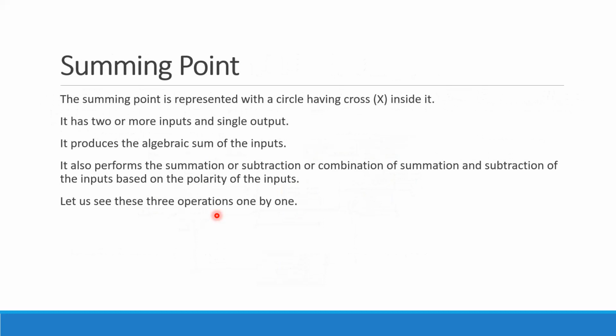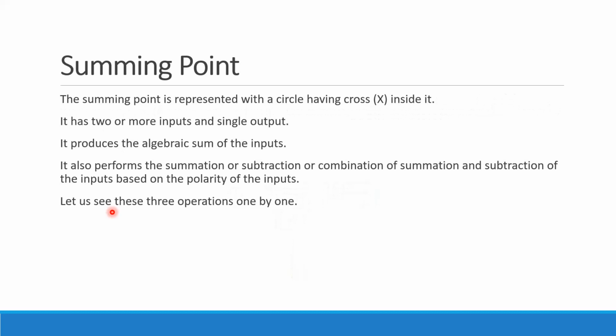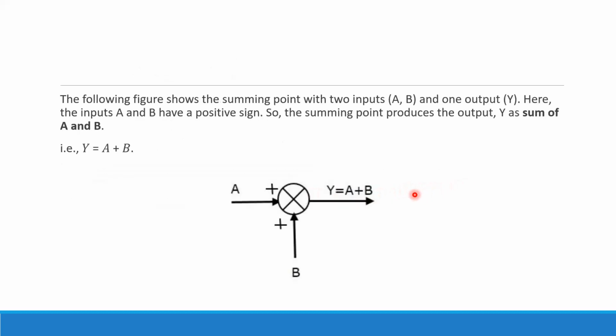Let us see these 3 operations one by one. The summing point performs 3 operations: summation, subtraction, or a combination of summation and subtraction. Let us first study what is summation at a summing point. This is a summing point here, represented by a circle and a cross inside it.